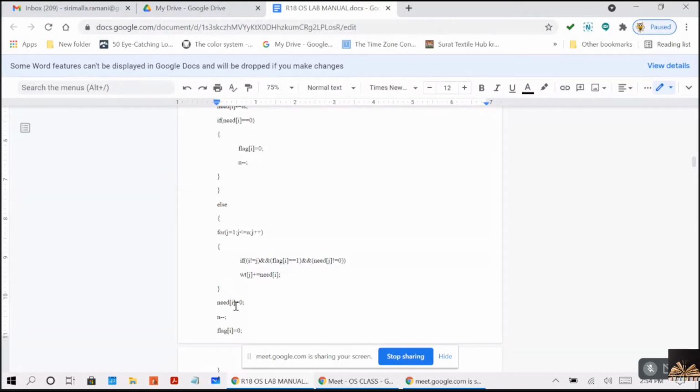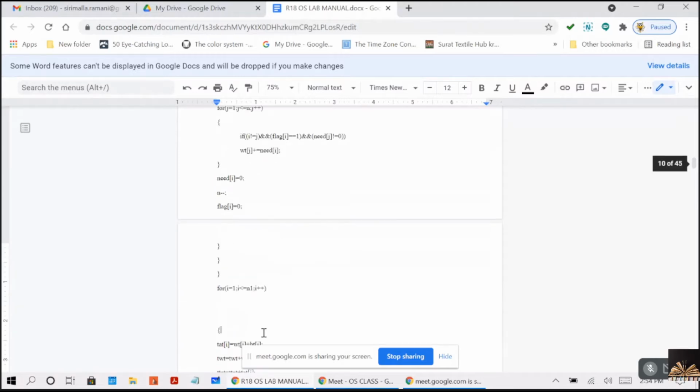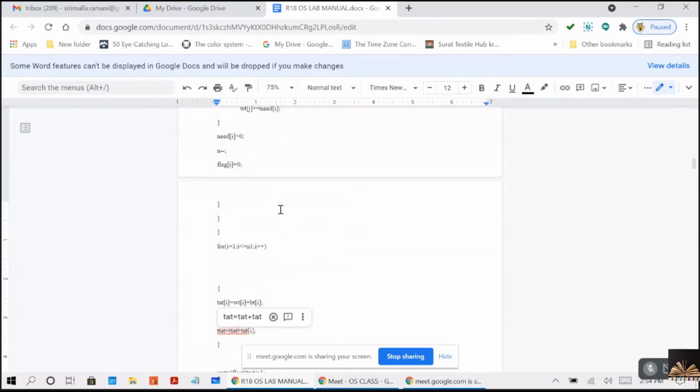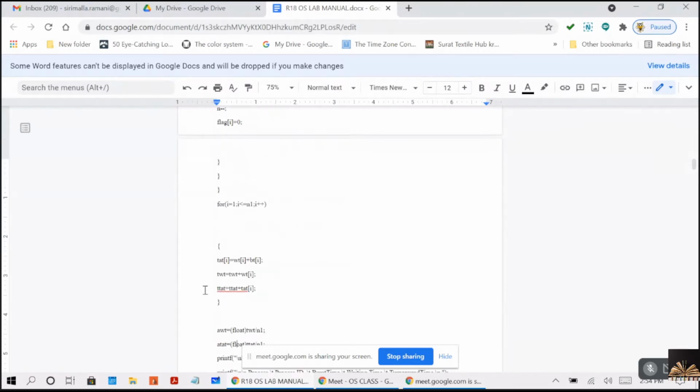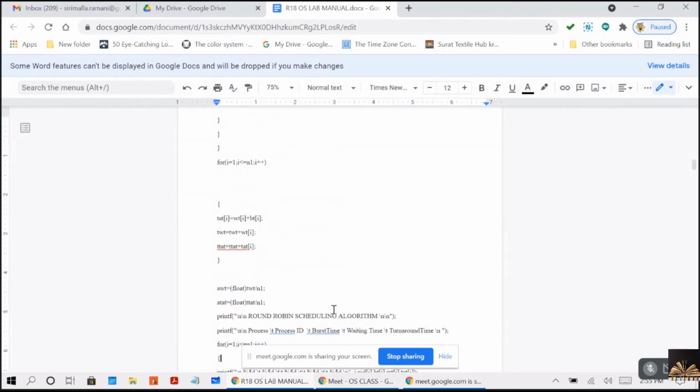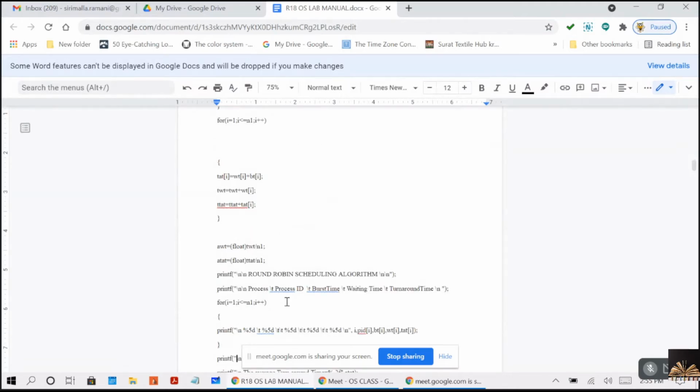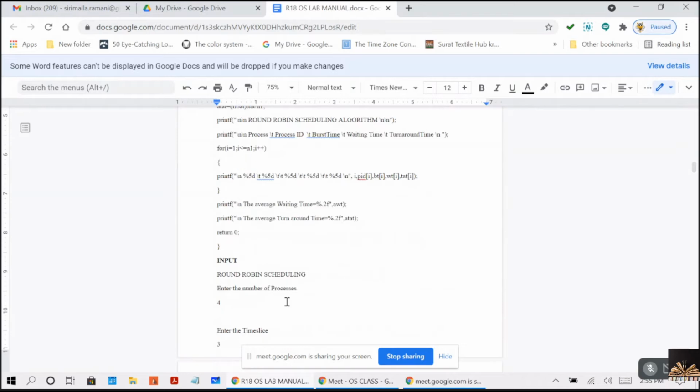And again I am checking if need of I becomes 0, that means the job is done, so you make the flag as 0 for that. That way you execute the loop, right? Then I am calculating the turnaround times for the jobs, and the total waiting time and total turnaround time. After that I am calculating the average waiting time and average turnaround time, and I am keeping them in a matrix format: process ID, burst time, waiting time, turnaround time, like this, right?